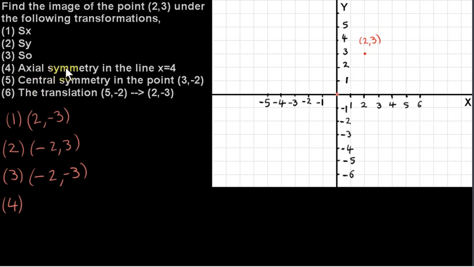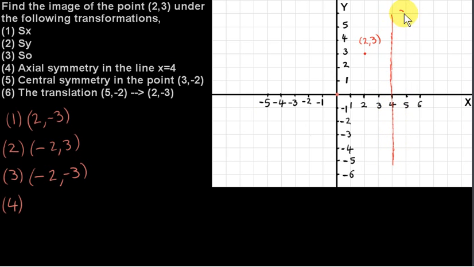Now let's get the image of 2, 3 under axial symmetry in the line x equals 4. Now in the last video I explained horizontal and vertical lines. The equation of a vertical line is x equals a constant. In this case the constant is 4. So x equals 4 is this line here. It's a vertical line through 4.